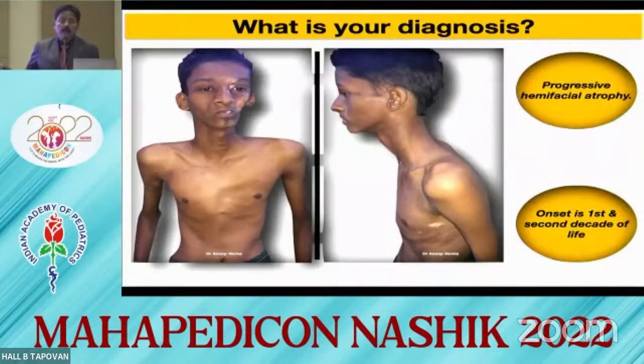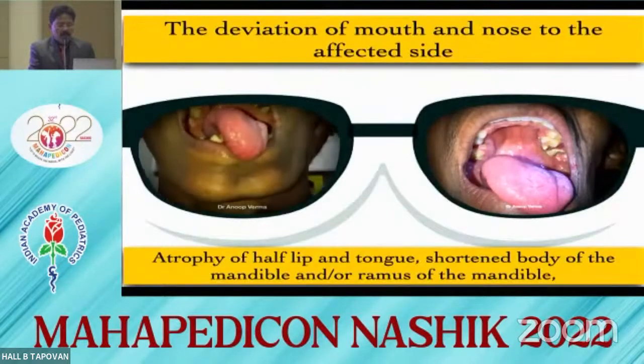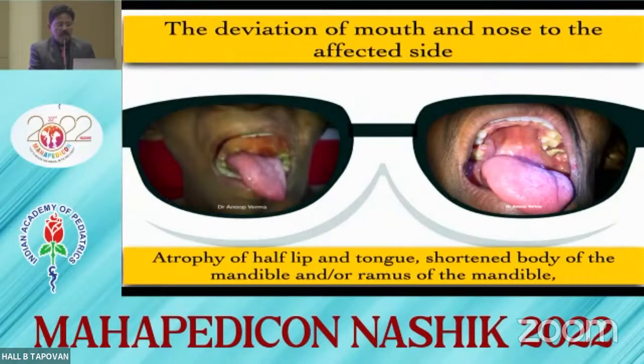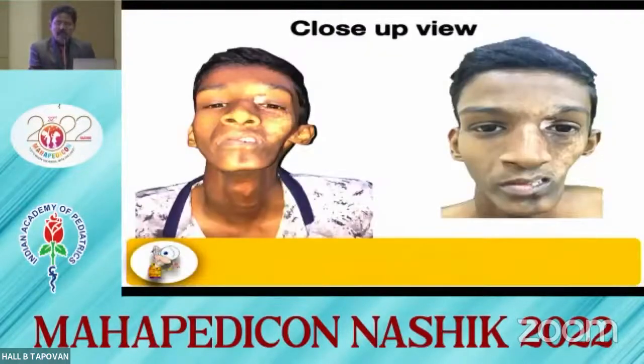Another patient, very important, how many clues can you pick up from this? You are seeing half of the body atrophied. Left face, you are seeing, left chest as well. So there is a progressive hemifacial atrophy, which was noted from 9 to 10 years of age. Now see, he's protruding the tongue. You can see there is a deviation of the mouth and nose on the affected side. You can see the atrophy of half of the tongue. The mandible is also atrophied. He had a focal seizure on the opposite side.